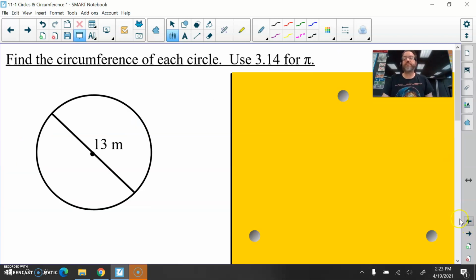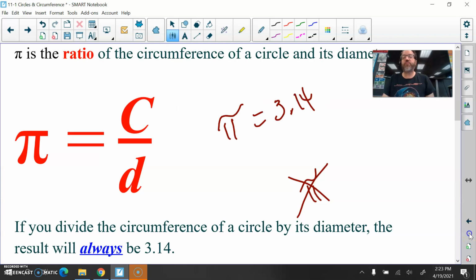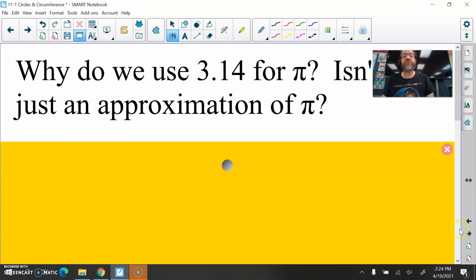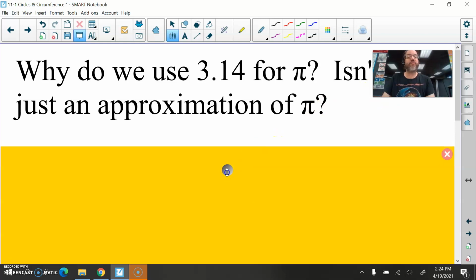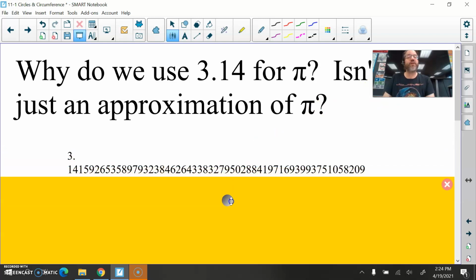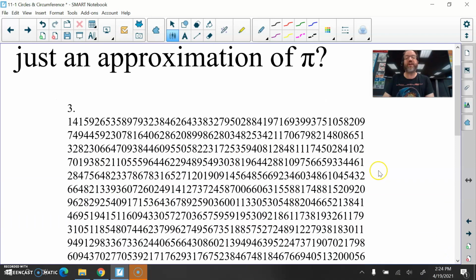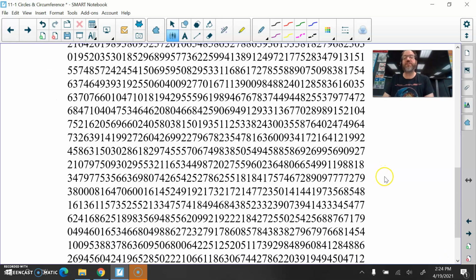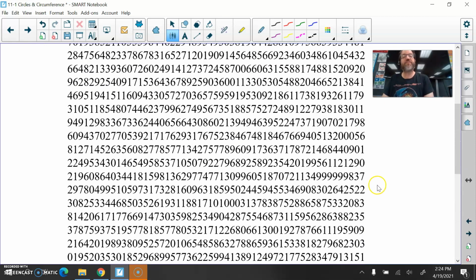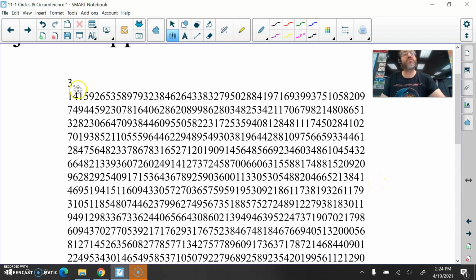Okay, so why? Why do we use 3.14 as our approximation for pi? Isn't 3.14 an approximation of pi? Yeah, and I want to show you here. Here's pi, 3.141592653589793... It just goes on and on. It's an irrational number, so at some point we have to round it. And so that's why we choose to round it just to the nearest hundredths place, 3.14. Okay, it's irrational.